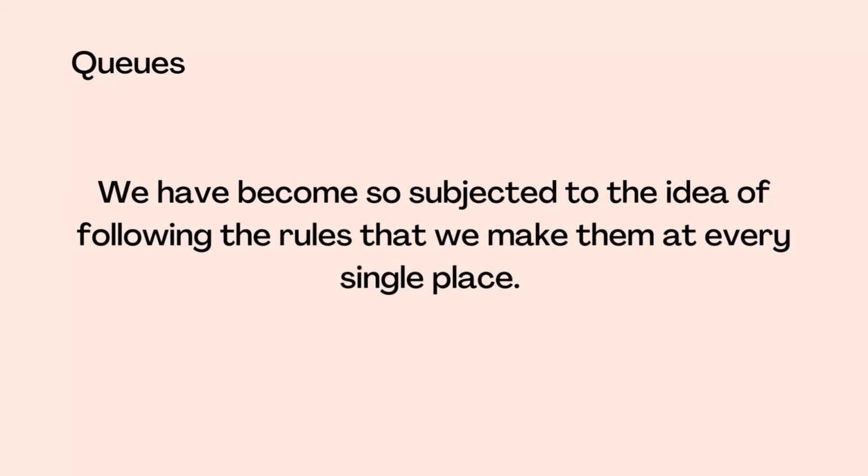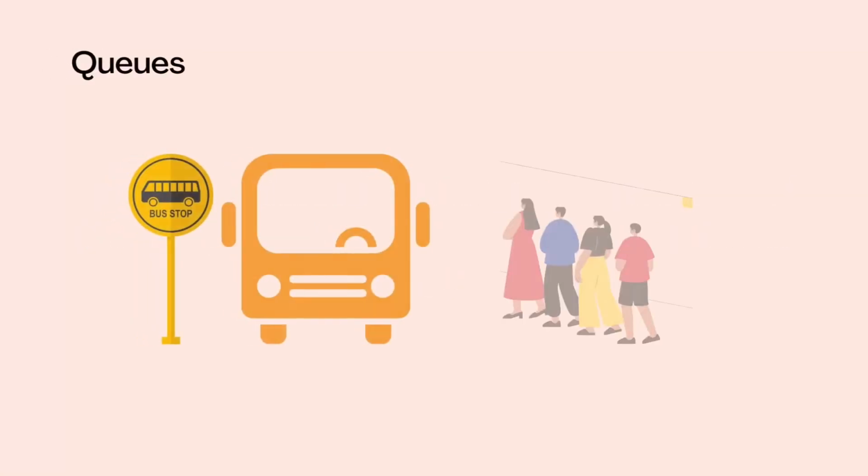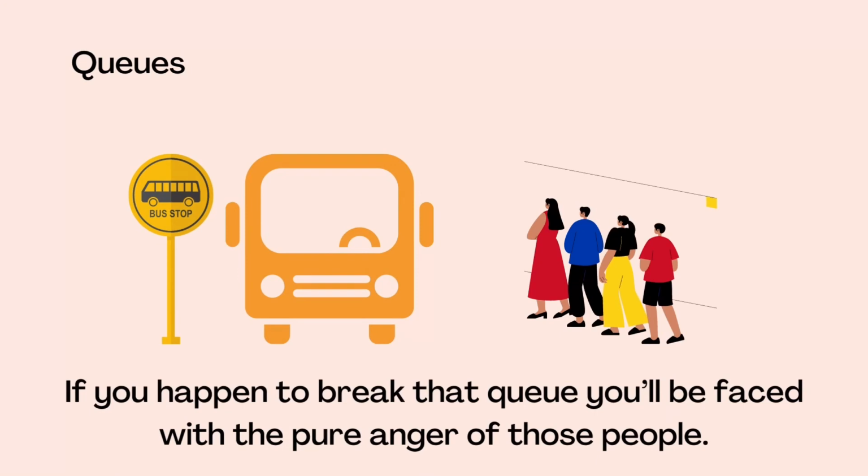Queues. We cannot talk about conformity without talking about queues. We have become so subjected to the idea of following the rules that we make them at every single place. Bus stops, for example. A person who's there before anybody else will become the starting point of the queue, and then everybody else will follow. If you happen to break that, you will be faced with the pure anger of those people.